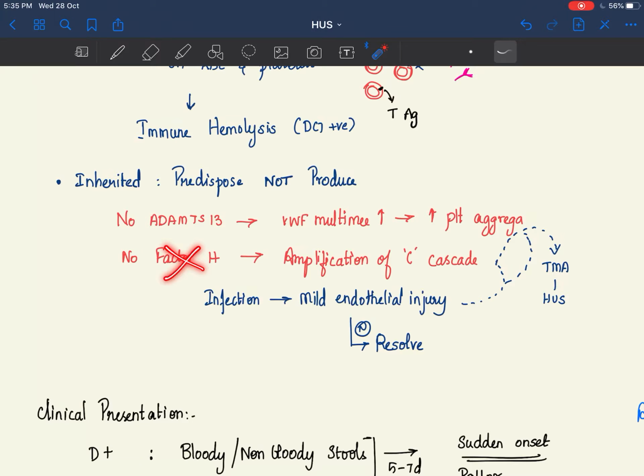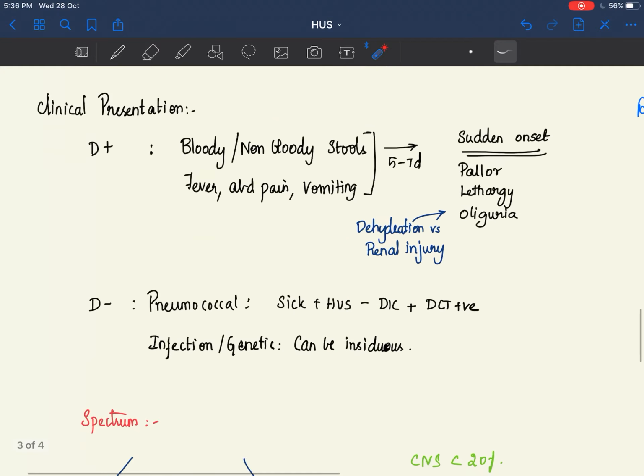Factor H normally suppresses the complement cascade amplification. If this is absent, then the complement cascade is going to go on increasing. Or in an ADAMTS13 deficiency, von Willebrand factor multimers go on increasing. If this increases, platelet aggregation increases. So even a small endothelial injury will not be able to resolve itself, resulting in a thrombotic microangiopathy and HUS-like presentation. Okay. Next, clinical presentation.